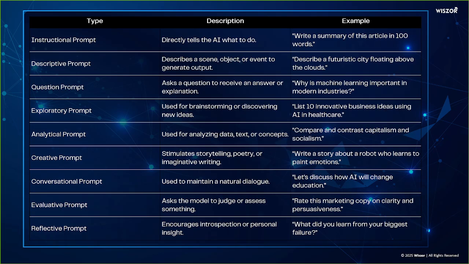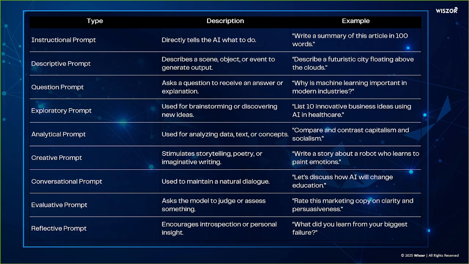So, write a story about a robot who learned to paint emotions. Yesterday we discussed the same example, right? So it can create its own conversations. It can create its own story. What type of rhythm are you looking for? What type of tone are you looking for? What type of emotion do you want? You can mention anything, and it will start writing according to your own requirements.